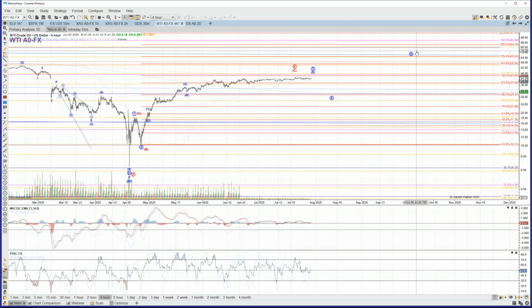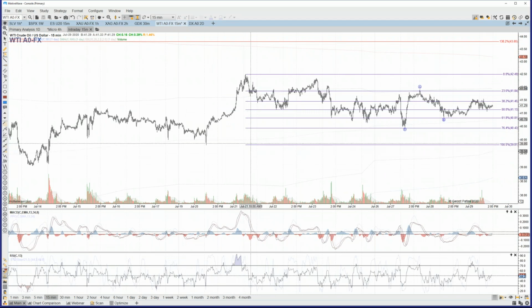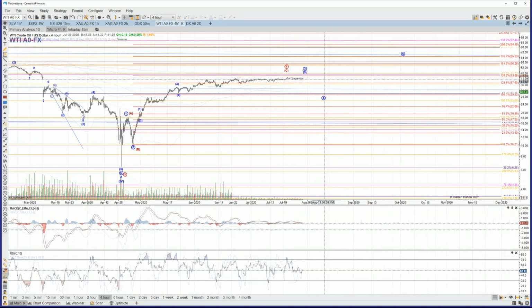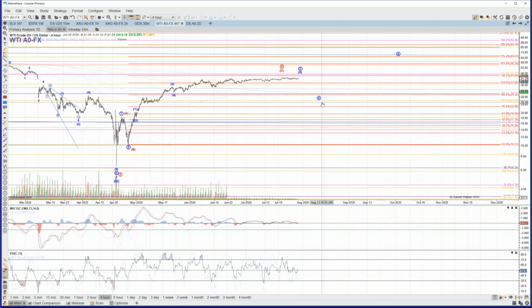But once we get evidence of that next local top, starting with a break back below 39.81 and then really below 38.50 should put the nail in the coffin for at least a corrective pullback as wave 4 there in blue.